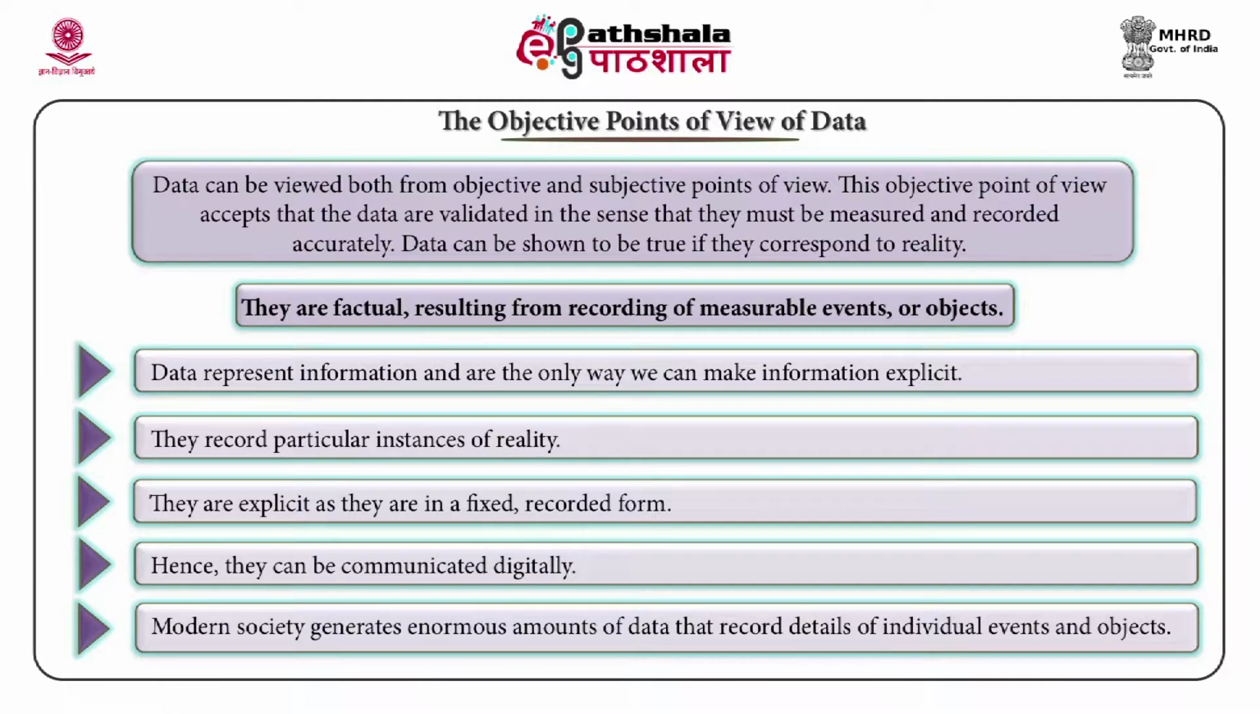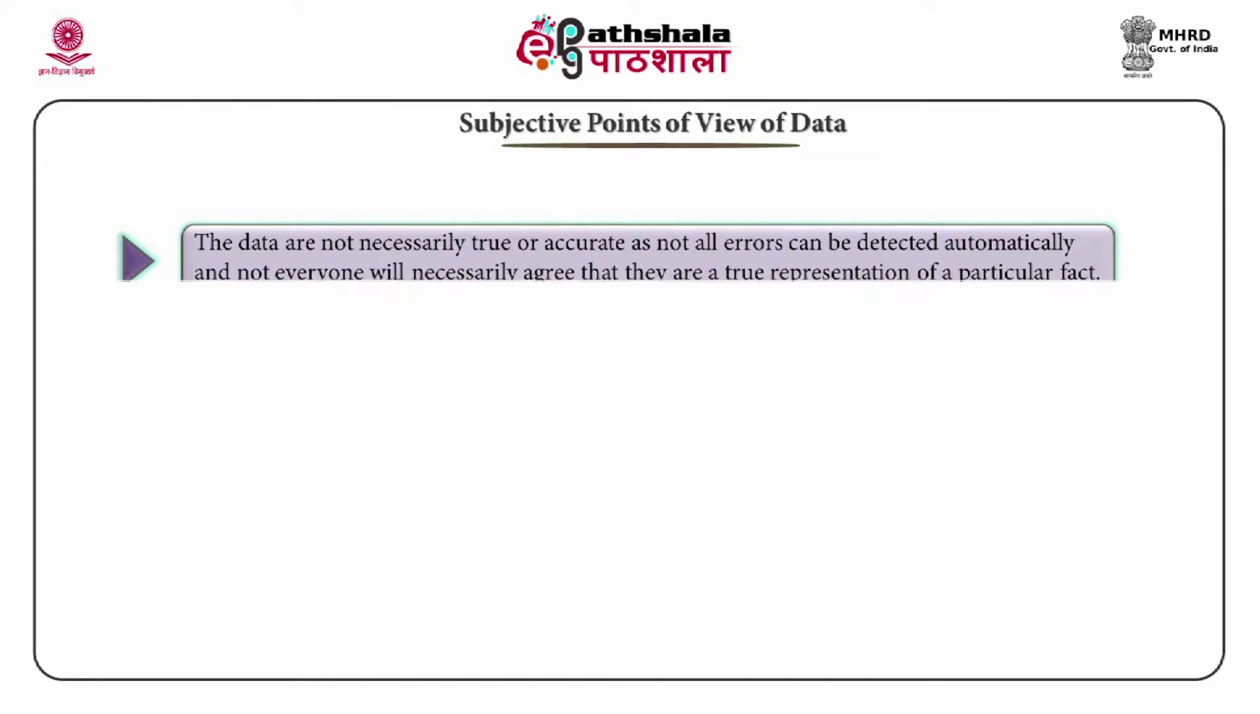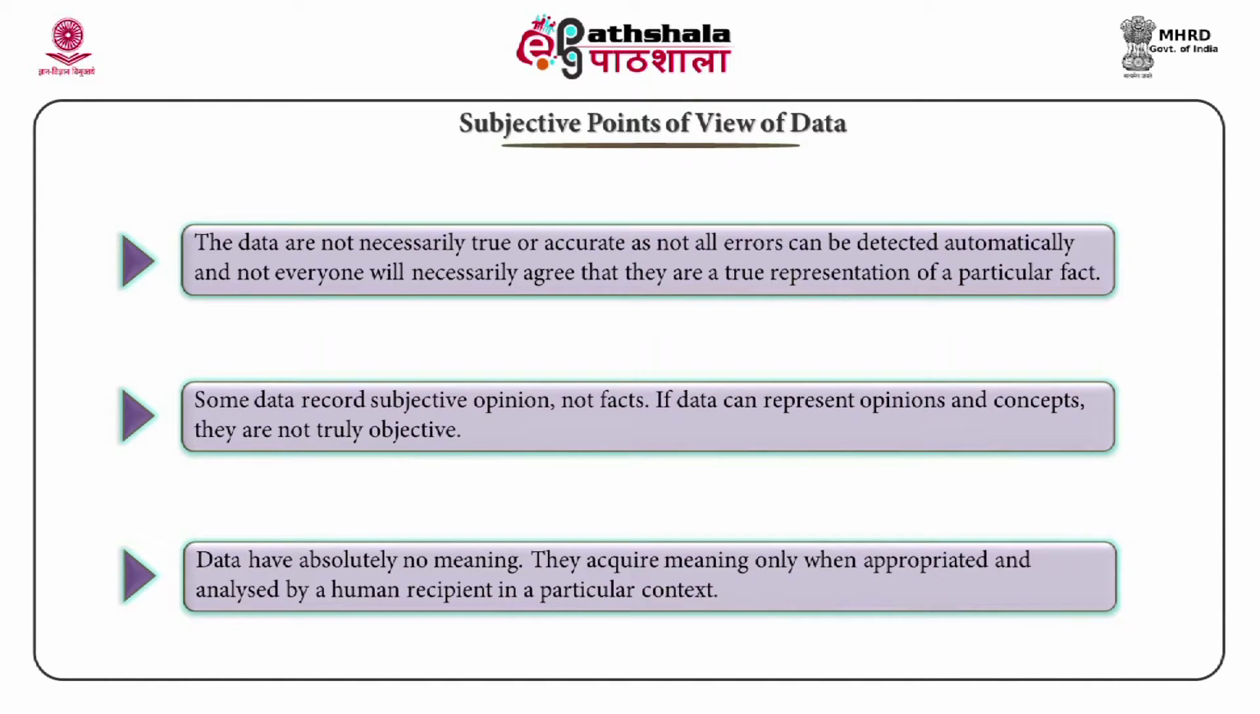On the other hand, the subjective point of view makes the following assumptions about data. The data are not necessarily true or accurate, as not all errors can be detected automatically and not everyone will necessarily agree that they are a true representation of a particular fact. Some data record subjective opinion, not facts. If data can represent opinions and concepts, they are not truly objective. Data have absolutely no meaning. They acquire meaning only when interpreted and analyzed by a human recipient in a particular context.